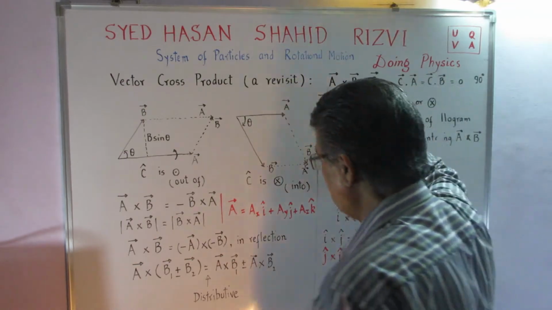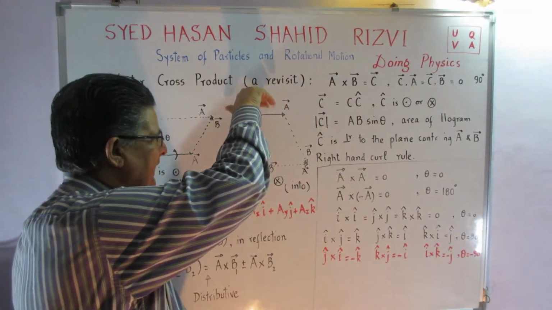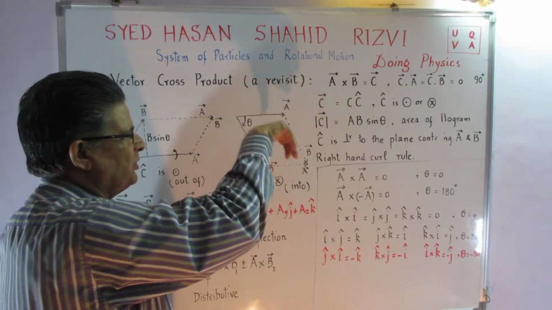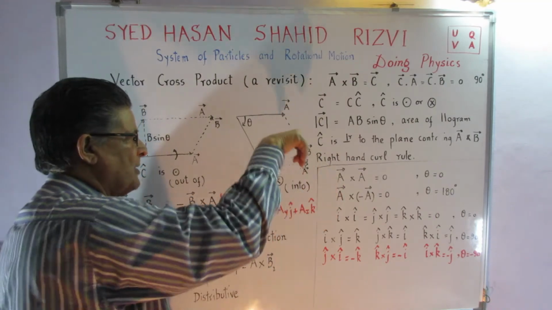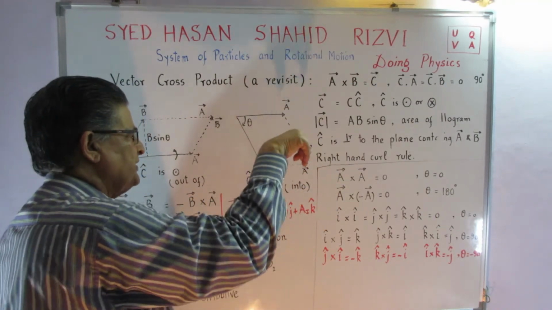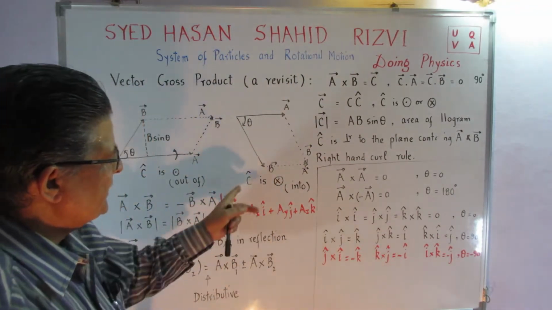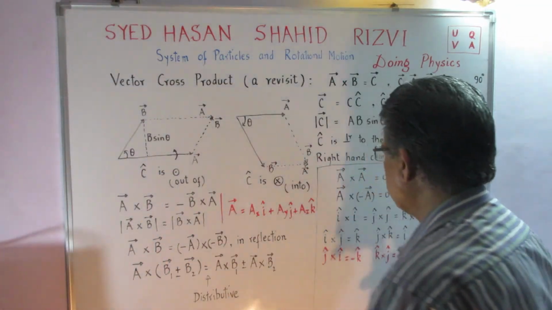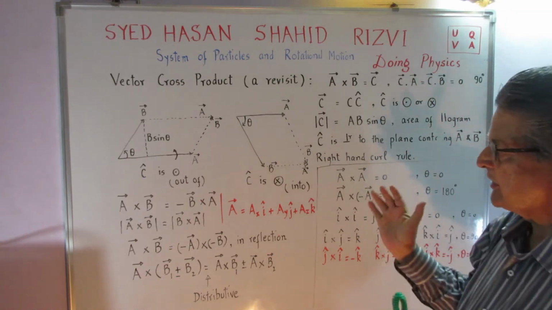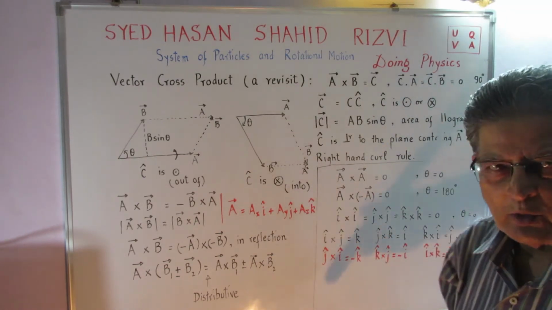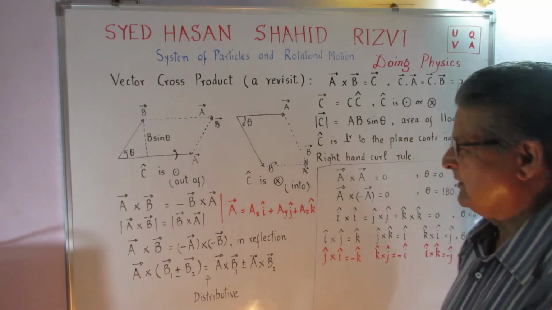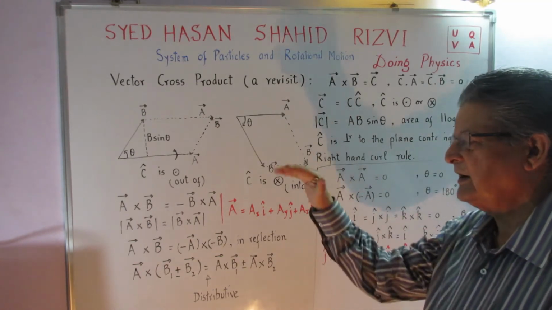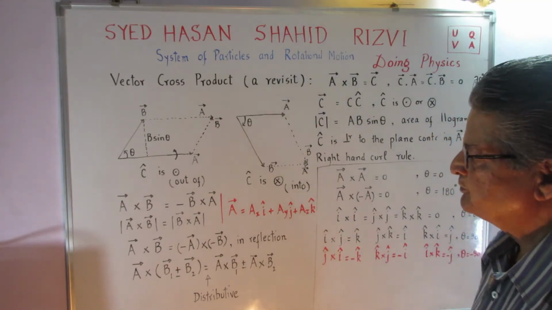And in this case, look here, if I rotate the first vector in the string of A cross B towards the second vector, then you can see that my outstretched thumb of the right hand points inside, and therefore we say that the C cap is into the board. This is the right hand curl rule that I am telling you. There is a screw rule also. If you want, you can subscribe to that, but I think that the right hand screw rule is okay.